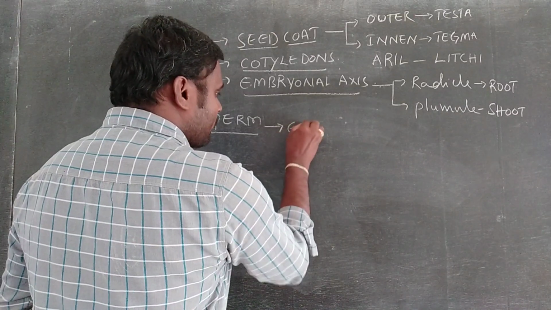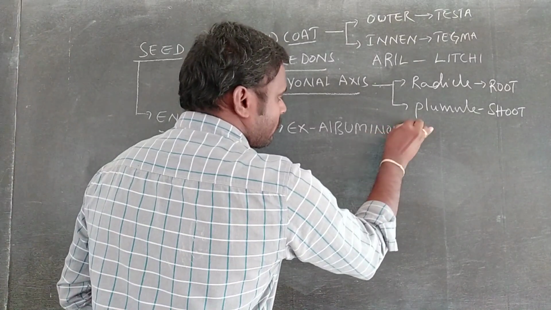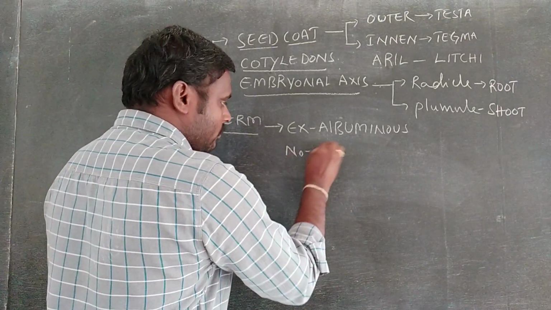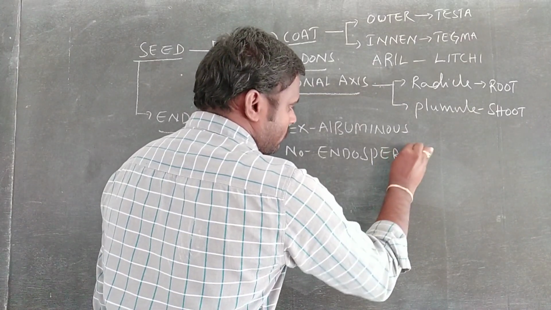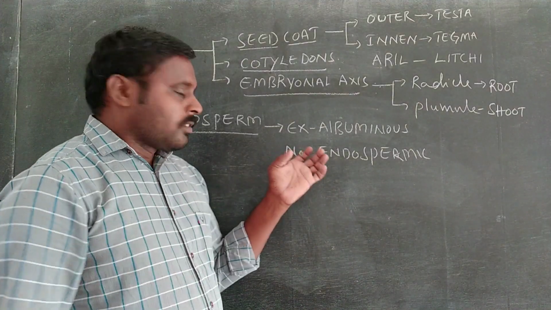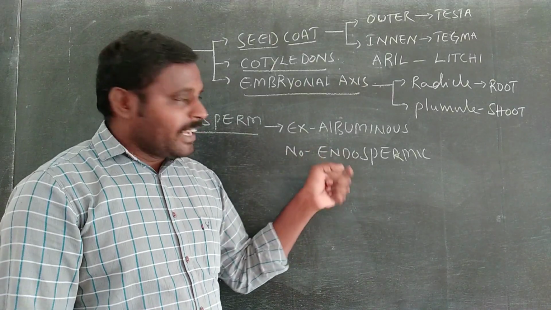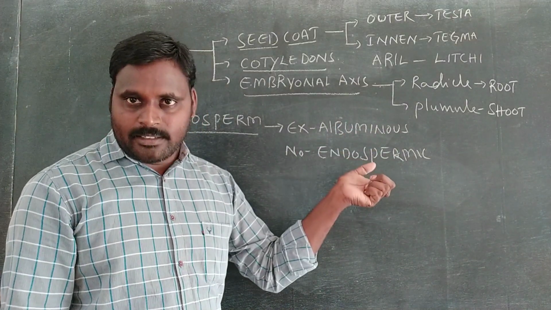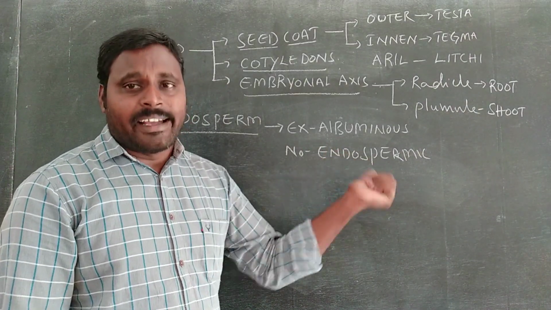Exalbuminous, or non-endospermic. What is this exalbuminous or non-endospermic? The mature seeds do not contain endosperm because the endosperm is completely consumed by the developing embryo. Hence, in those seeds the endosperm is absent. Those are called non-endospermic seeds or exalbuminous.